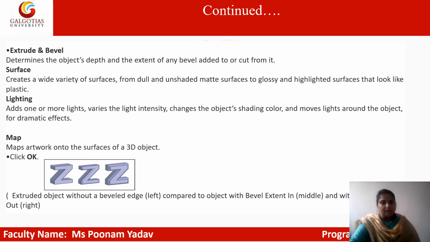Lighting adds one or more lights, varies the light intensity, changes the object shading and colors, and moves lights around the object. So these are the effects we can give to the objects. And this is Map Artwork, which maps artwork onto the surface of a 3D object. Click then OK. So this is the view, we can view the 3D objects.